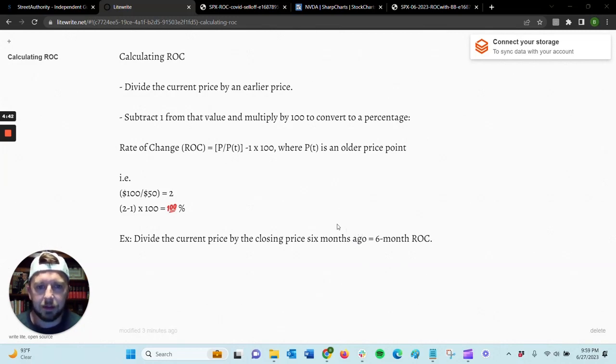That's it. So, for example, if you divide the current price by the closing price, say 6 months ago, then you get the 6-month ROC. Now, what's cool about this is this calculation can be applied to any type of data: stocks, ETFs, mutual funds, even economic data. And for that reason, it's a versatile tool and it can provide some really valuable insights.